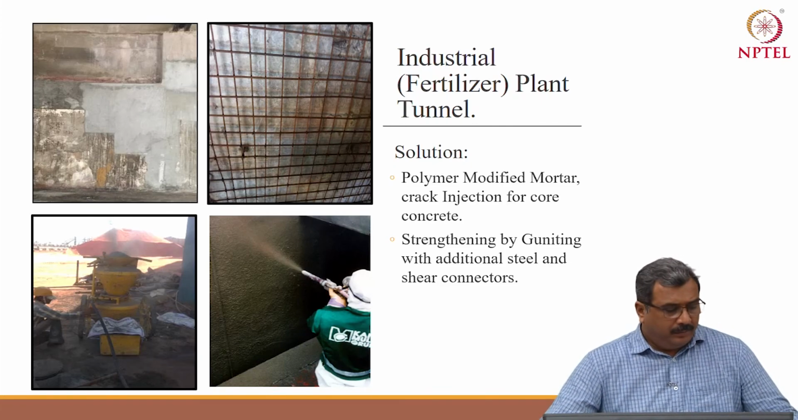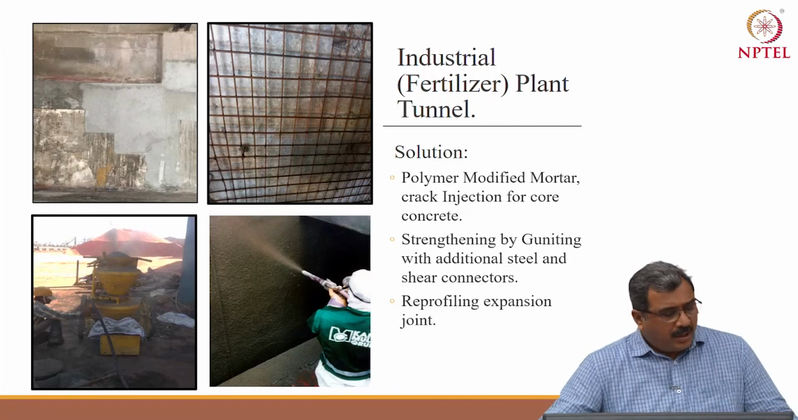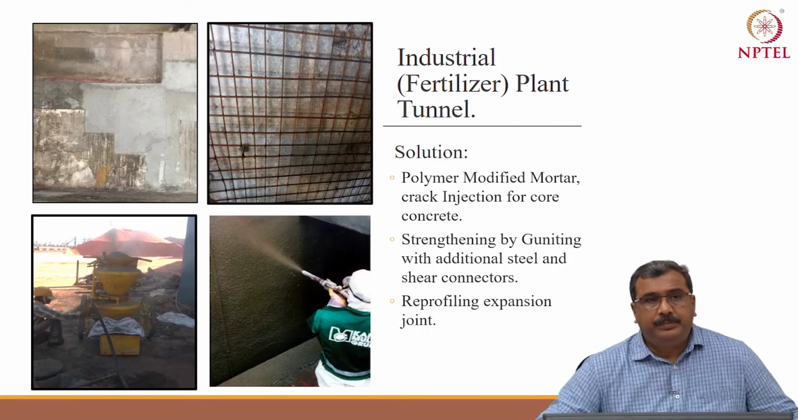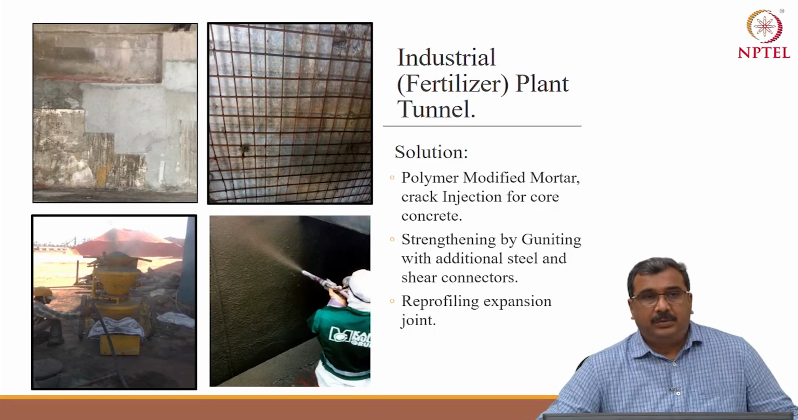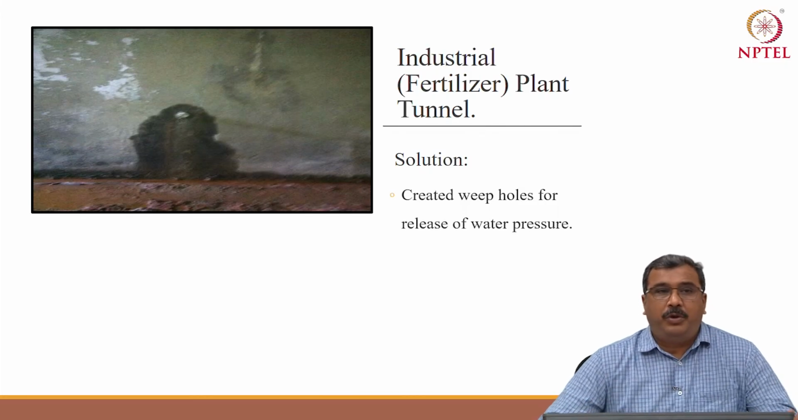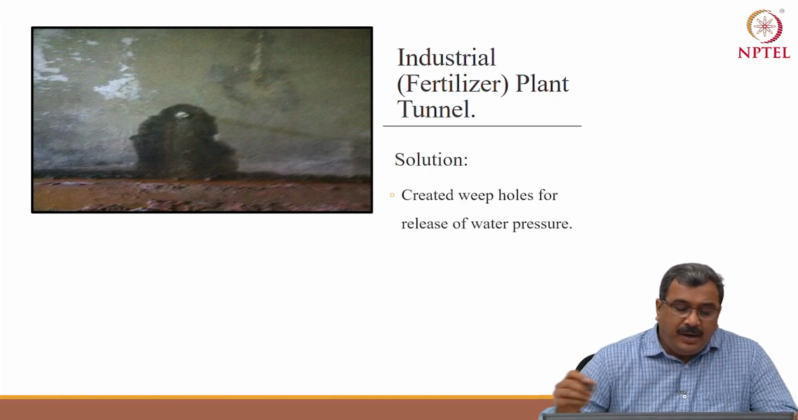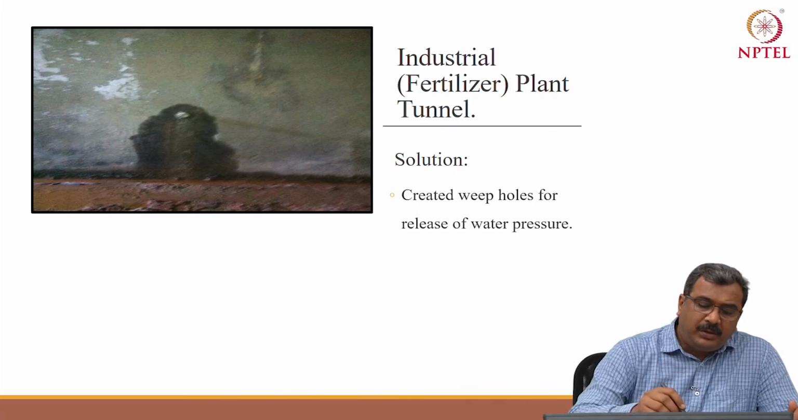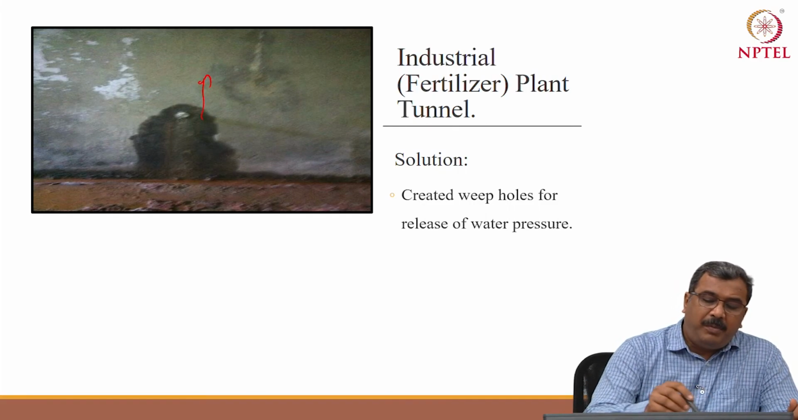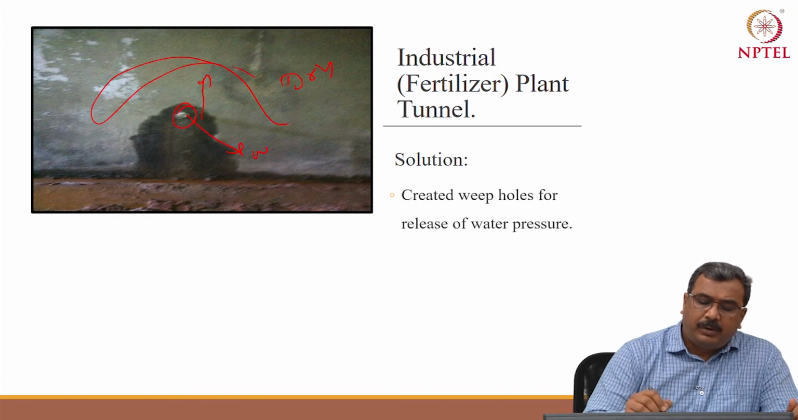After carrying out gunniting, the expansion joint has been reprofiled, applied with Hypalon strip, but to decrease the pressure of water, weep holes have been introduced. They have been drilled through the wall for 1.2 meter inside, and all the water pressure in high tides was released on the wall. So this whole area becomes dry, and water comes from weep holes only.